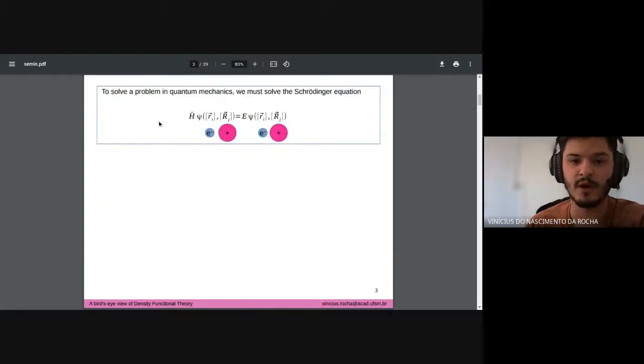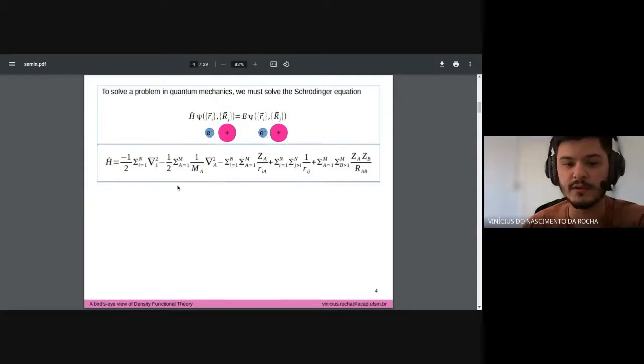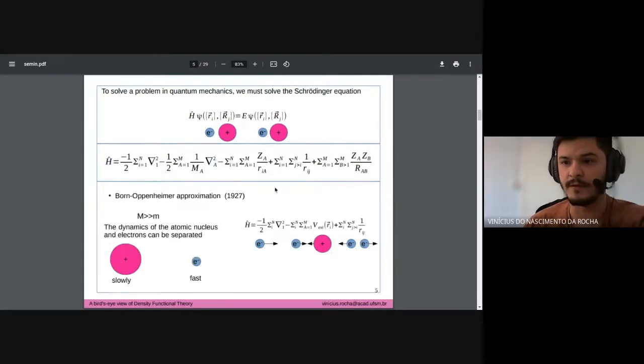So to solve a problem in quantum mechanics, we must solve the many-body Schrödinger equation. Here, already in its time-independent form. The system Hamiltonian is given in this form, where the first and second terms correspond to the kinetic energy of electrons and nuclei, and the other terms refer to Coulomb interaction energy. Well, solving this equation for many bodies is a very difficult task.